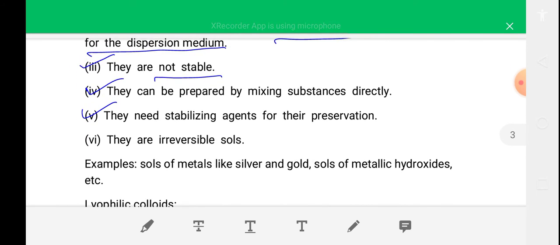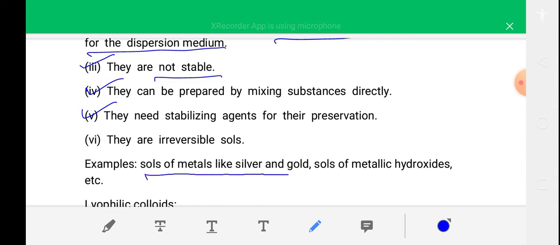Examples of lyophobic sol: sols of metals like silver and gold, and sols of metallic hydroxides. All these are examples of lyophobic sol.